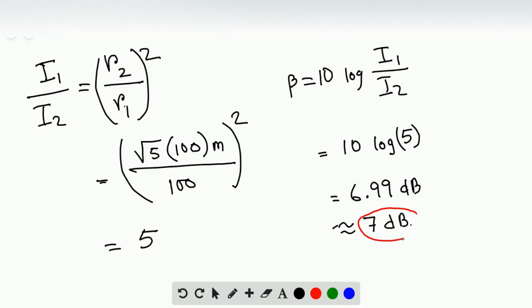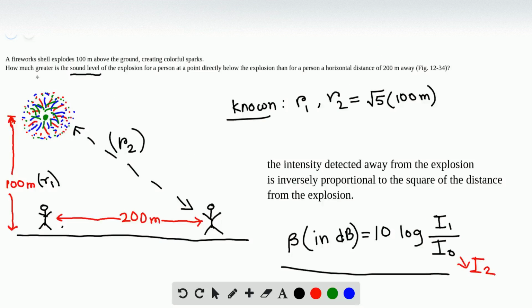So this 7 decibel is basically the greater sound level of the explosion for a person at a point directly below the explosion. So this guy will hear the explosion at 7 decibel higher sound level than this guy.